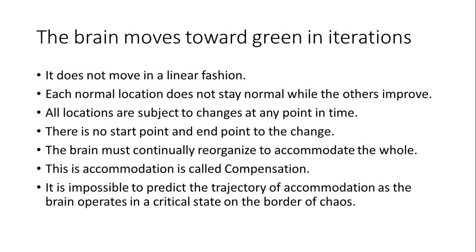Another notion that we really have to be clear on is that the brain moves towards green in iterations. It doesn't move in a linear fashion. Okay, people train. Some days they train well, some days they train bad. And their maps may move well for 20 sessions, move a little bit backwards for another session, move better for another. But even within each group of sessions, whether it's 5 or 10, the brain is often moving back and forth. So each location does not stay normal while the other locations improve. All the locations are subject to changes at any point in time.